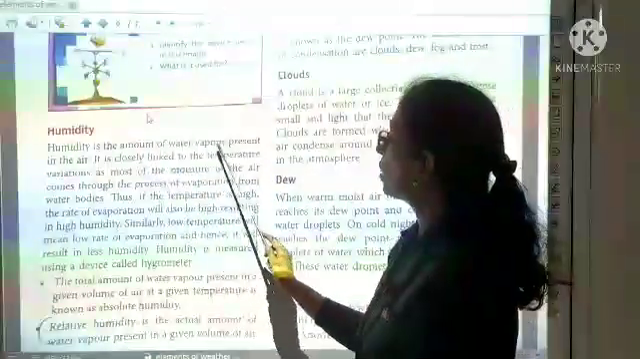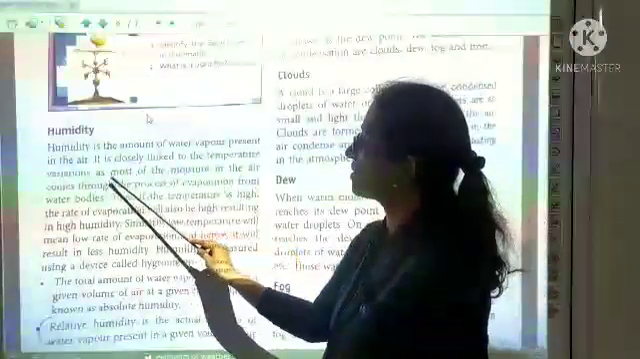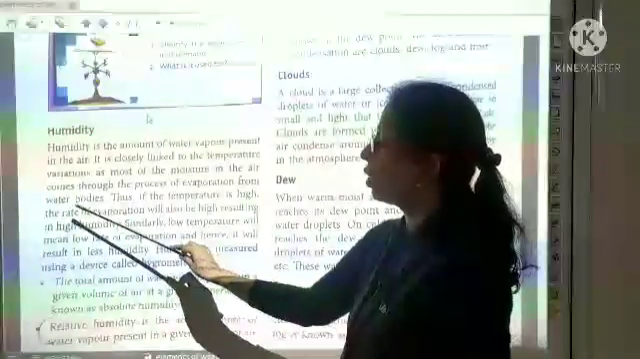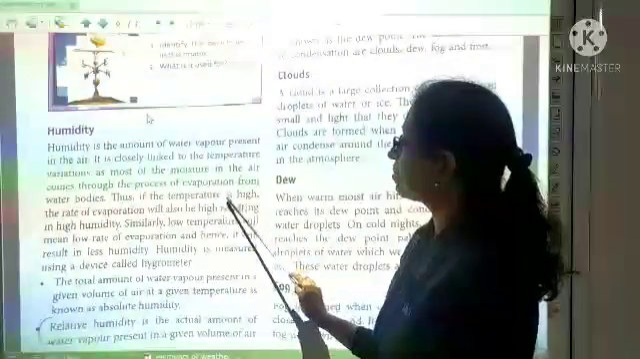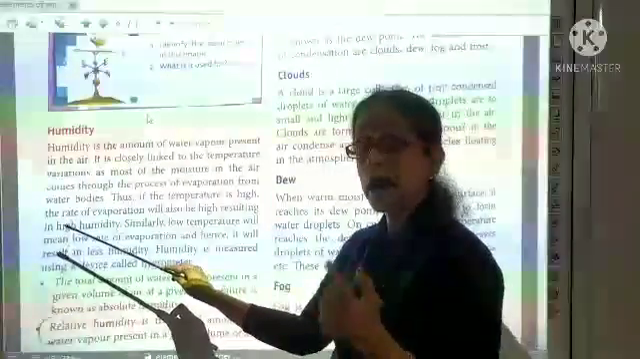Humidity is the amount of water vapor present in the air. It is closely linked to the temperature variations, as most of the moisture in the air comes through the process of evaporation from water bodies. Thus, if the temperature is high, the rate of evaporation will also be high, resulting in high humidity.